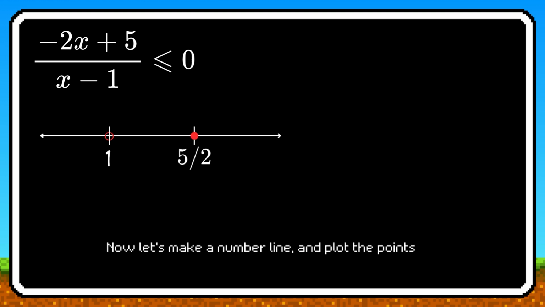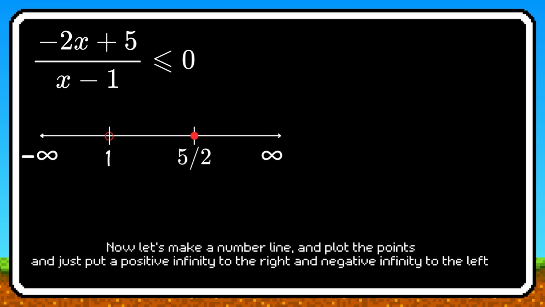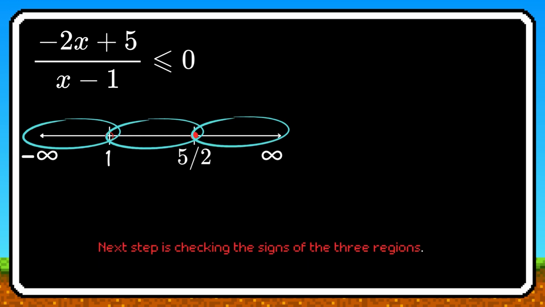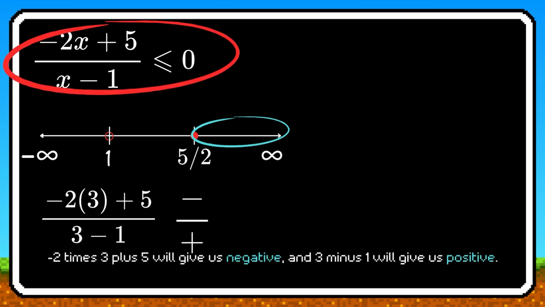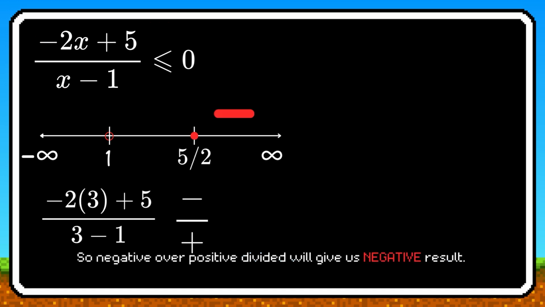Now let's make a number line and plot the points, and just put a positive infinity to the right and negative infinity to the left. Next step is checking the signs of the three regions. Let's start with the region between 5 over 2, or 2.5, and positive infinity. Let's choose 3 and substitute. Negative 2 times 3 plus 5 will give us negative, and 3 minus 1 will give us positive. So negative over positive will give us a negative result.